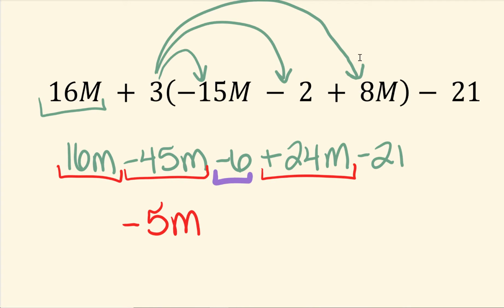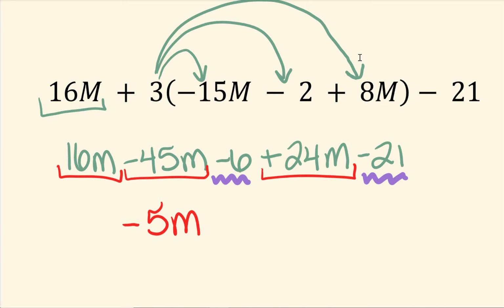Negative 6 and negative 21 are my other like terms. I'll use a different symbol instead of the bracket. I'll use a squiggly to show that they're different. Negative 6 and negative 21 are like terms. They don't have a variable. They are just constants. So I'm going to combine those together.